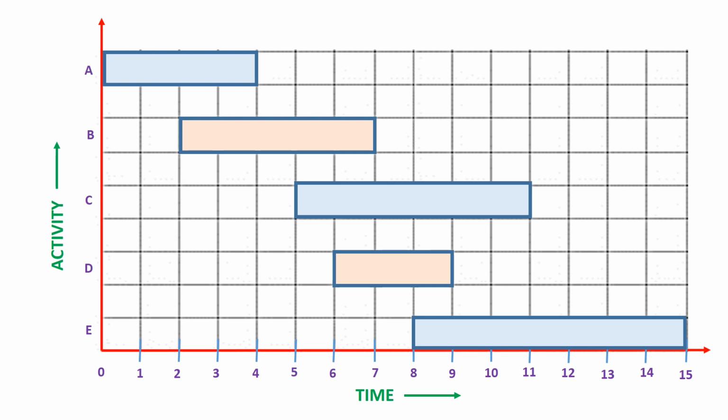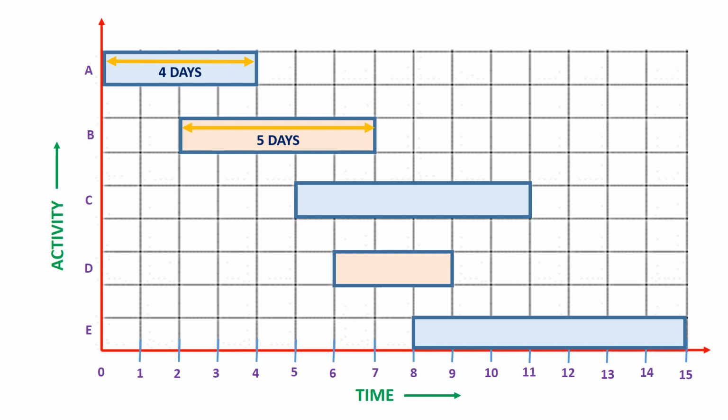Similarly, we can calculate the duration of each of the activities from A to E. Activity A is starting at time t equal to 0 and it is ending at time t equal to 4. Therefore, the duration of activity A is 4 days. Similarly, activity B is starting at time t equal to 2 and ending at time t equal to 7. Therefore, the duration of activity B is 5 days.